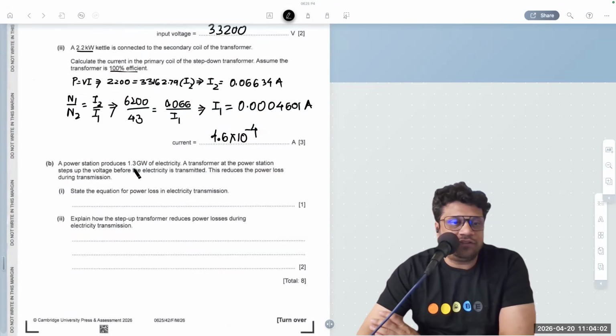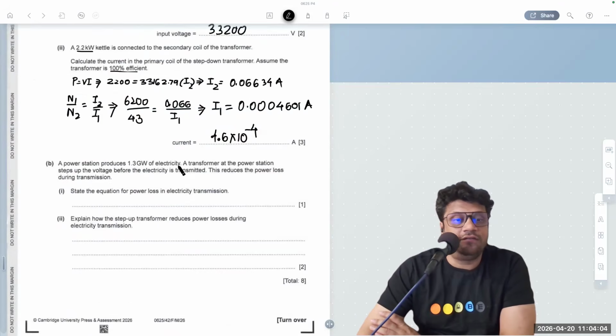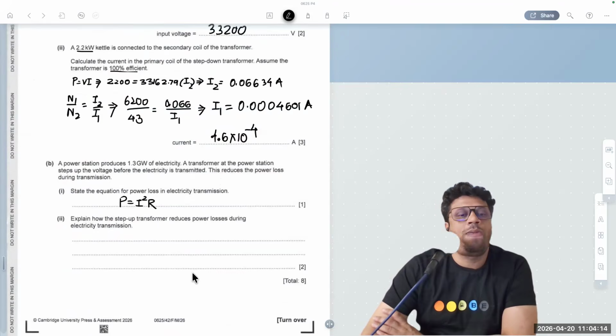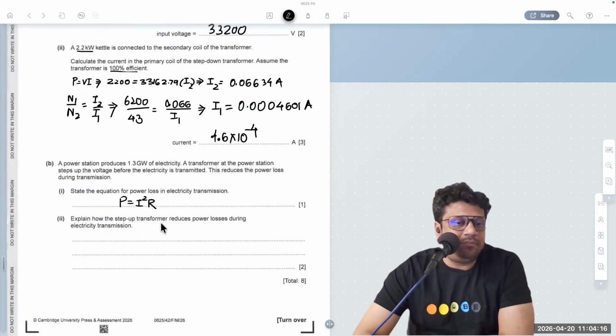Power station produces 1.3 gigawatts of electricity. A transformer at the power station steps up the voltage. This reduces the power loss. State the equation. We use P equals I square R. And explain how the step up transformer reduces power losses during electricity transmission.